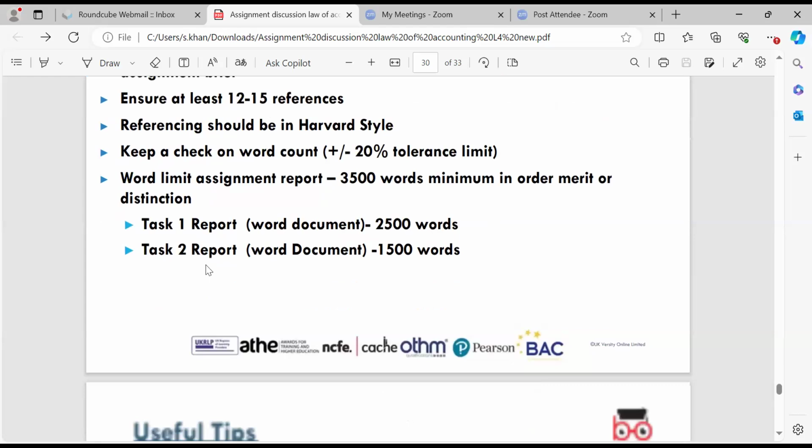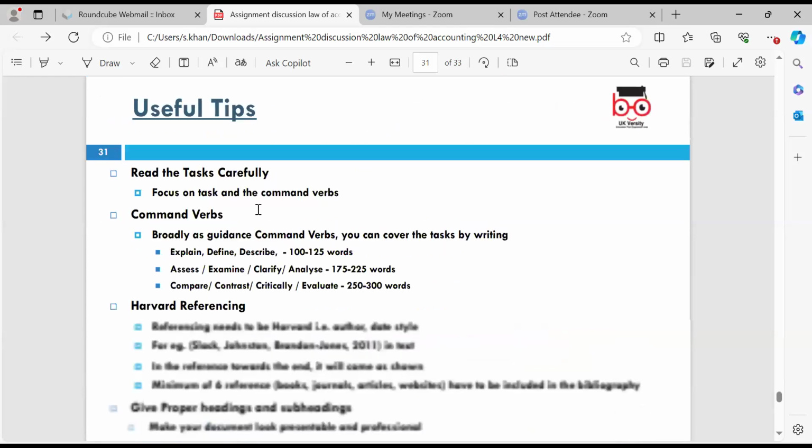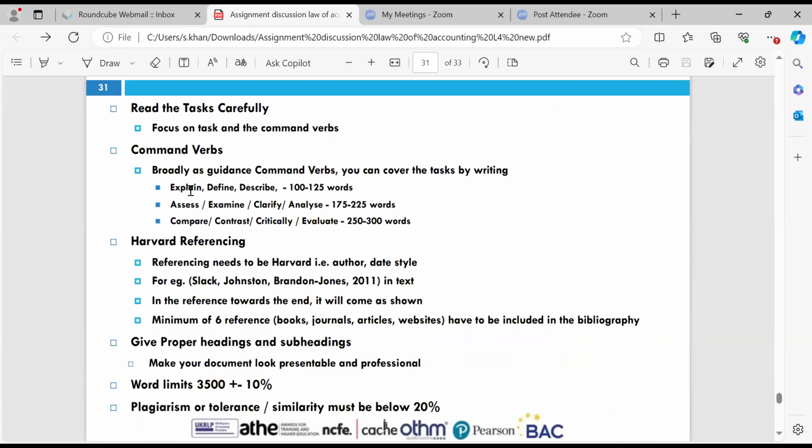Useful tips. So these are some command words. Focus on the task and the command word. Like I said, do not change the command words. Explain, assess, compare. Stick to the command words as they are.